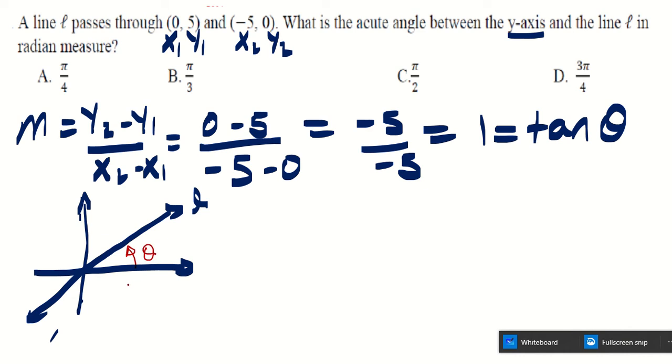Always the angle must be made with the positive x-axis. The slope of a line is equal to tan of an angle theta. Actually, it's not a definition, it's a theorem, it can be proved. What is theta? It is an angle in standard position, drawn from the positive x-axis to the line in counterclockwise direction. So tan of theta equal to 1 means the theta value necessarily will be 45 degrees, or we can write it as pi over 4.